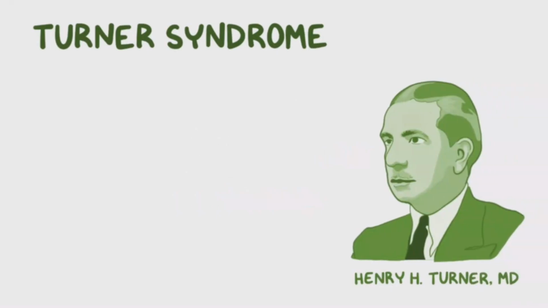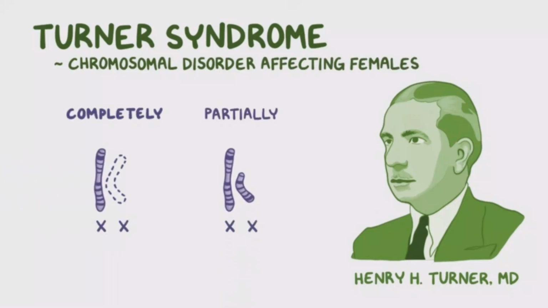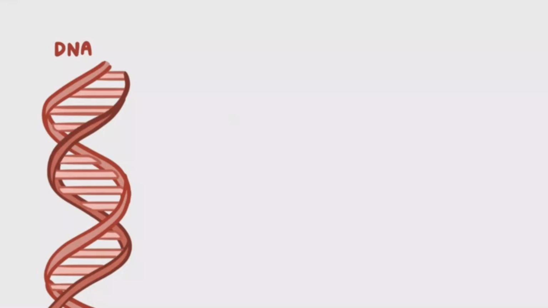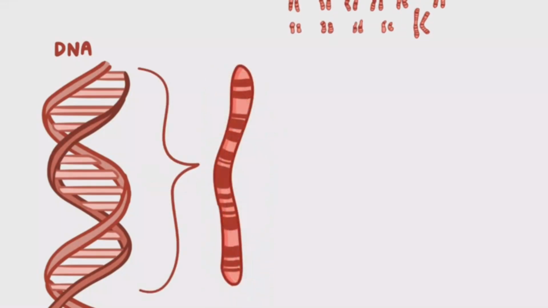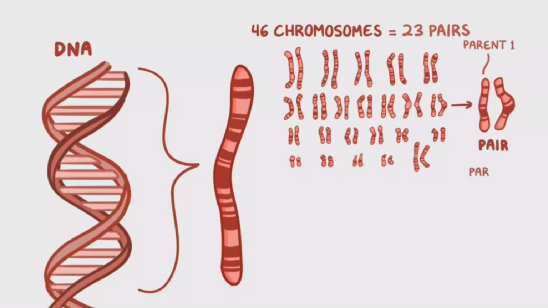Turner syndrome, named after Henry Turner, who first described it, is a chromosomal disorder affecting females where one X chromosome is either completely or partially absent. Now, our DNA is this humongous blueprint of information on how to make a human, which is usually packaged up nicely into 46 chromosomes. These 46 chromosomes come in 23 pairs, and each pair has one chromosome from each parent.